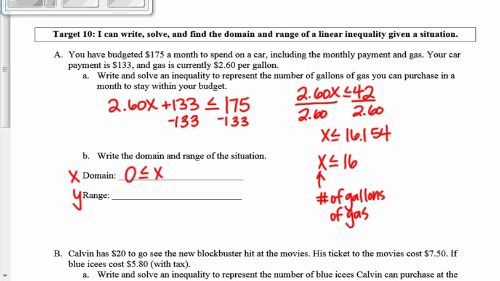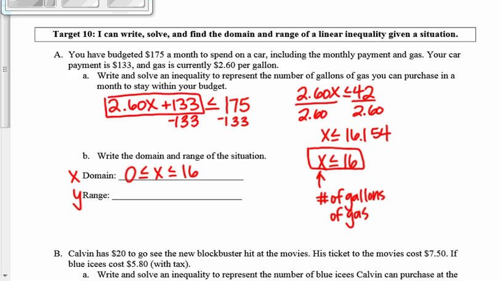Then we have our variable x for domain, and we solved to find the maximum number of gallons of gas would be 16. So you do have to go through this solving process to figure out what your high end on your domain is going to be. Now we're going to find our range, and so when we find our range, we're going to go back to this expression we started with, and we're going to plug our values in there.